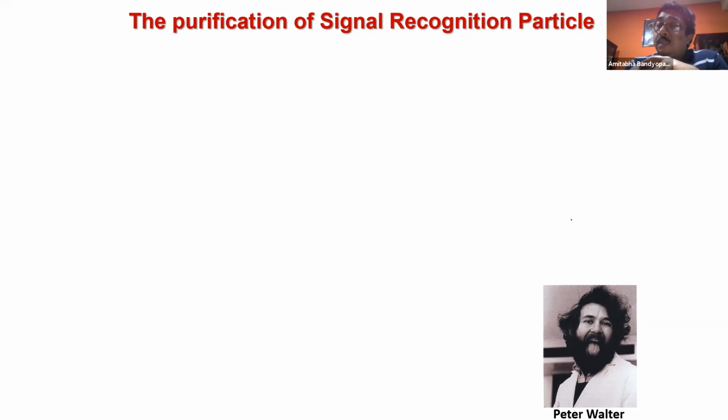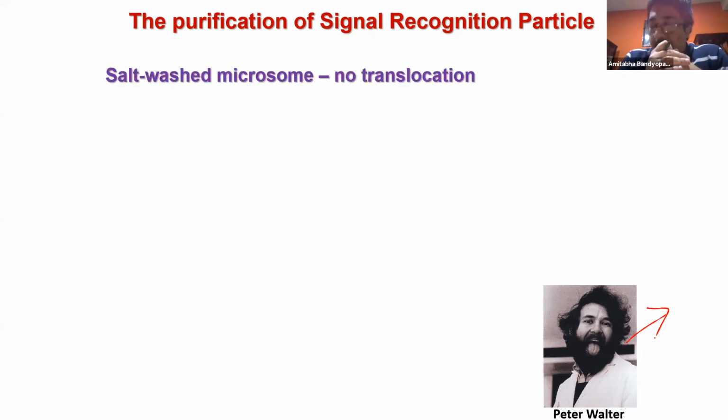If you listen to Blobel's talk, you will see the reference of a brilliant graduate student called Peter Walter. Peter Walter is now a very, very celebrated scientist at University of California, San Francisco. He's one of the doyens of cell biology. What Peter Walter did, in hindsight today, might sound very simple, but if you listen to the lecture, you will realize that it required a lot of blood and sweat to do the thing.